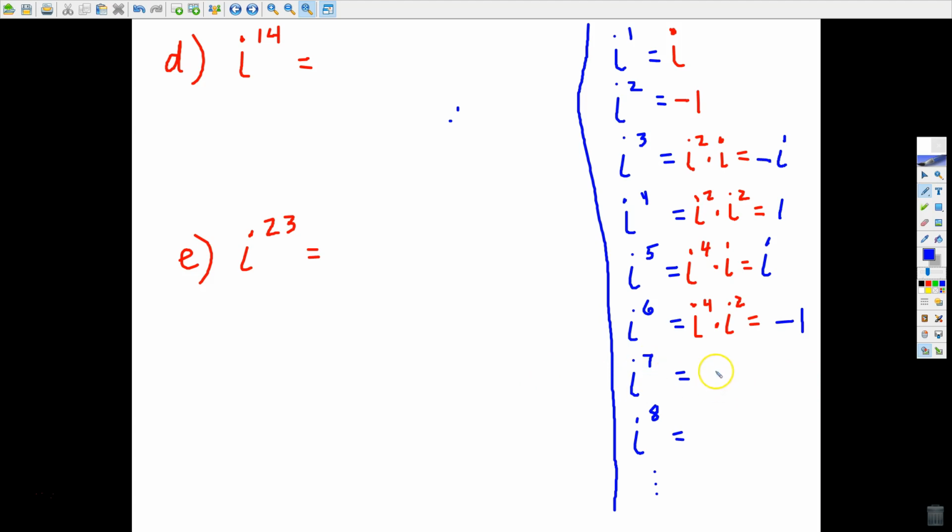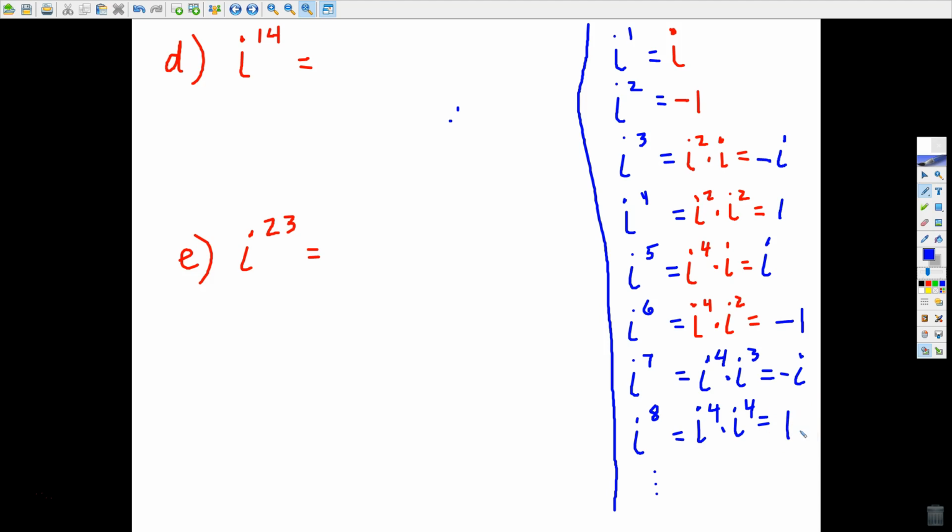Let's take i to the seventh, and we'll think of that as i to the fourth times i to the third. Well, what's i to the fourth? 1. What's i to the third? You multiply those together and you get negative 1i, or just negative i. Okay, don't get too far ahead of me. i to the eighth. Let's do that as i to the fourth times i to the fourth. It's like 1 times 1, which is 1.